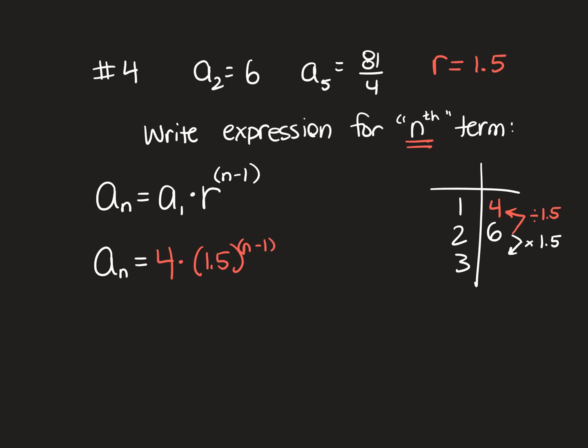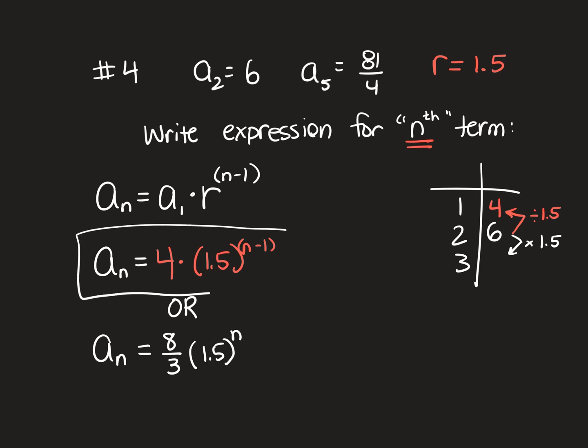Now, some of you maybe remember how to do this from Algebra 1, and you could have also written this using the 0 term. So if you wrote a sub n equals 8/3 times 1.5 to the nth power, I would also take this, but this one is a little bit easier, I think, to come up with in this situation.